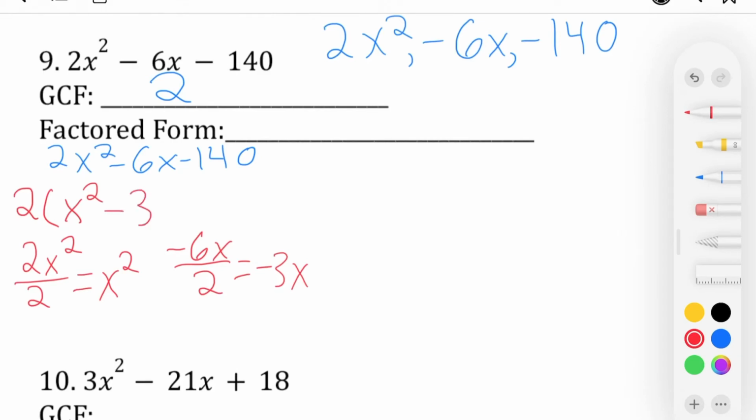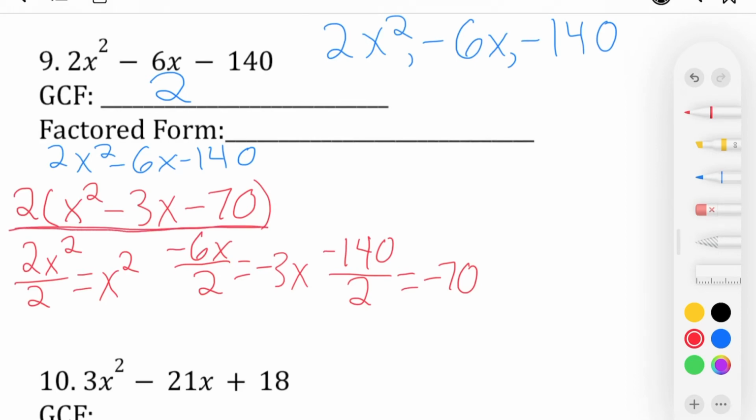And it's negative, so we have subtract in our expression. And then lastly, we have negative 140, and we have to divide it by our greatest common factor that we're taking out and putting in front, and we get negative 70. So this is our new expression, 2 times x squared minus 3x minus 70. So to put it in factor form, we've got to factor out this x squared minus 3x minus 70. Granted that we're always going to have that greatest common factor out front. So that 2 is going to stay.